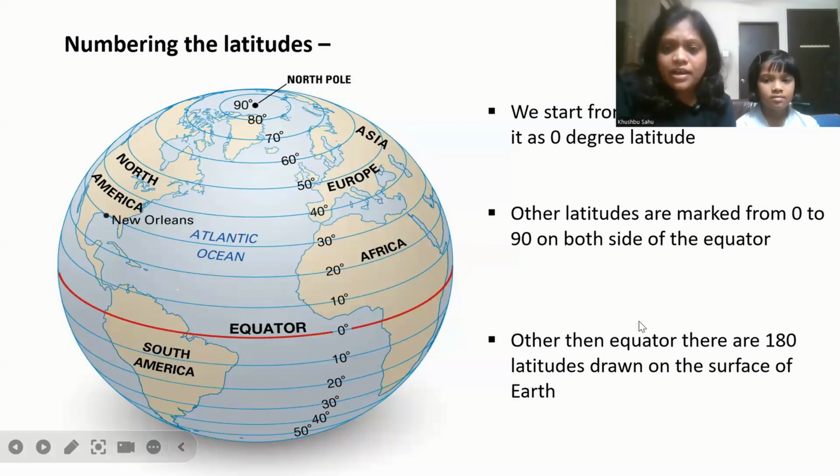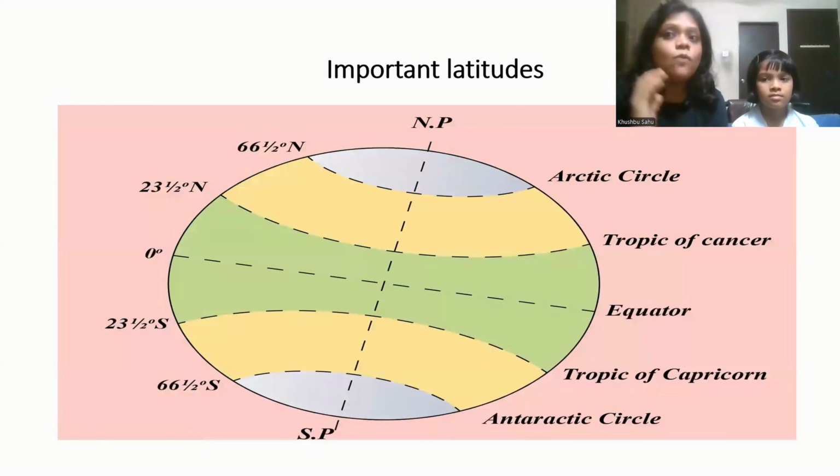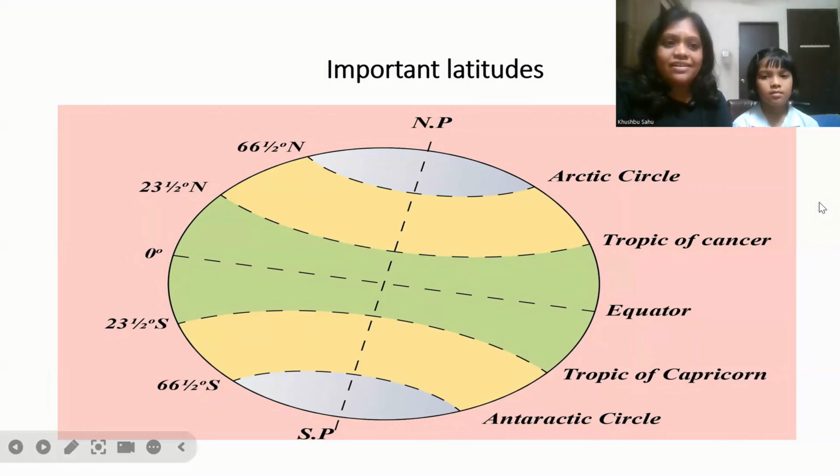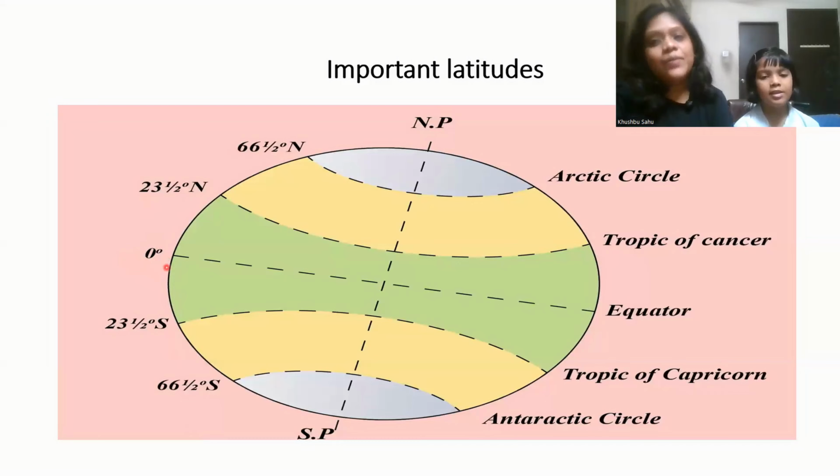Now kids, as you know, there are 180 latitudes present on our Earth's surface, but a few latitudes are very important for us. We have to remember them for our exams, for our Olympiad exams, for any kind of competitive exams as well as your school exams. So, what are those important latitudes? First is your equator, right? Right, Advika? Yes. The equator is considered the 0 degree latitude.